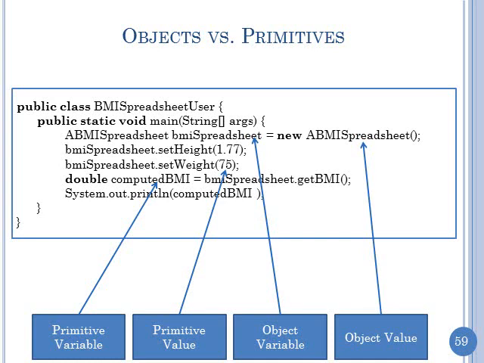So let's go back to the code we had. I'm calling some variables primitive variables, some values primitive values, some variables object variables, some values object values. So clearly a BMI spreadsheet is an object. And we've been calling it an object, so it is an object. So the variable that stores an instance of it must also be an object variable. Okay? And the BMI spreadsheet instance is a value that you assign to a variable that is an object variable. Okay? So what are primitive values in variables?